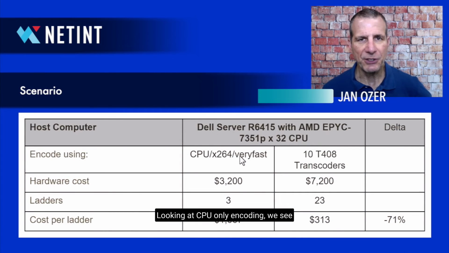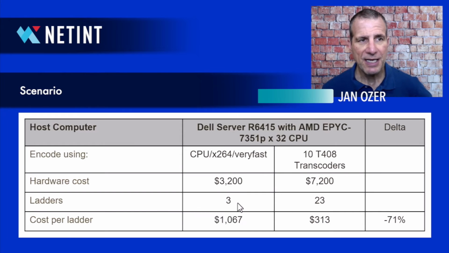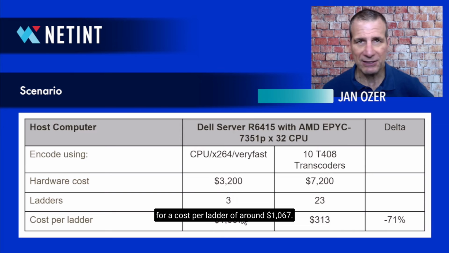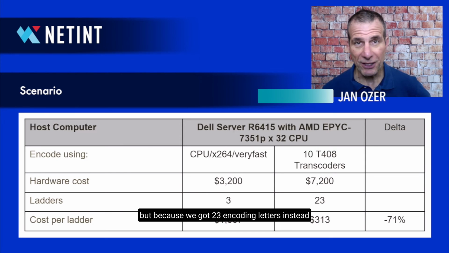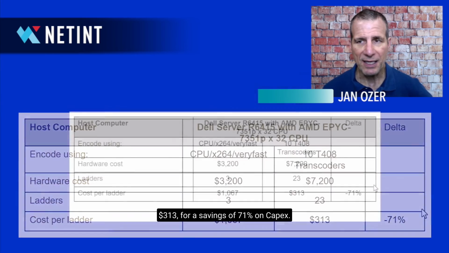So let's see what that means from a numbers perspective. Looking at CPU-only encoding, the hardware cost was $3,200. We got 3 encoding ladders for a cost per ladder of around $1,067. With the 10 T408 transcoders, the hardware cost is $7,200, but because we got 23 encoding ladders instead of 3, the overall cost per ladder was $313, for a savings of 71% on CAPEX.